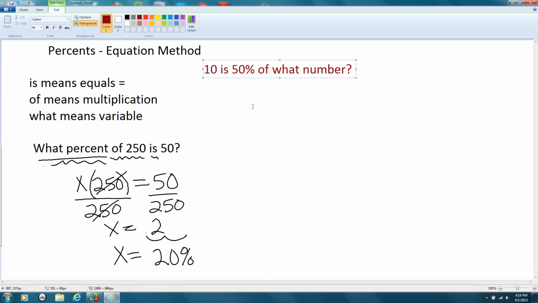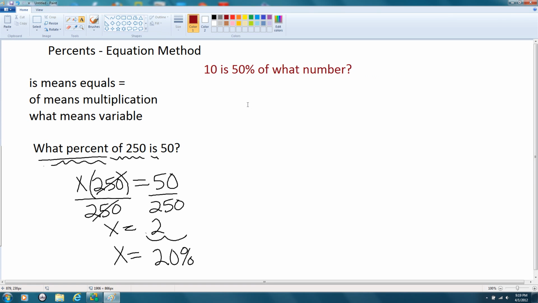And let me bring this over here. And so translating, we're going to get 10 means 10, is means equals, 50% I'm going to make into a decimal. So I'll just say 0.5. Of means multiplication, number means variable. So 10 is equal to 0.5x. Divide each side by 0.5. I don't know if you can see the point there too well, but it's 0.5. And if you do that, you get x is equal to 20.